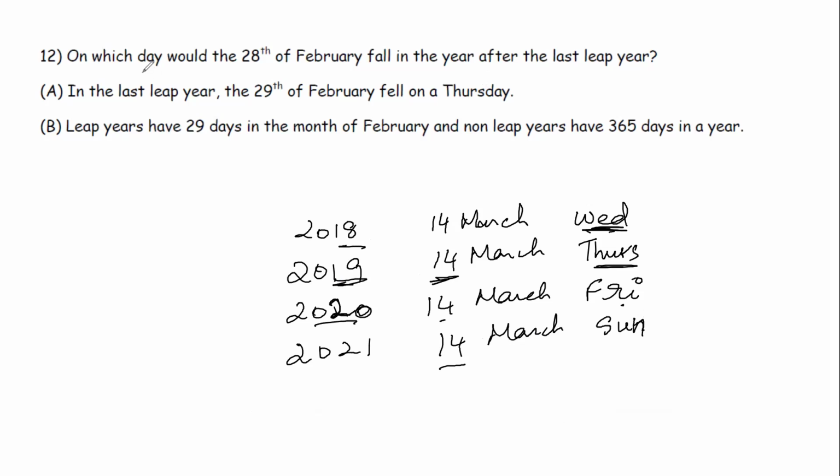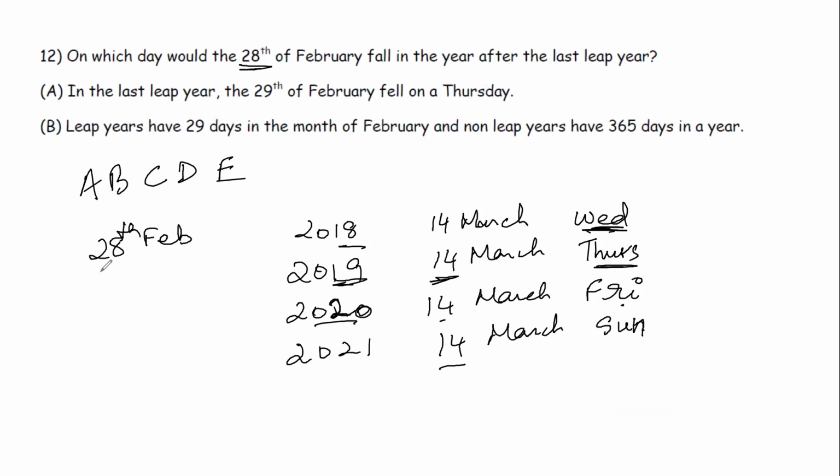Anyway, now on which day would the 28th of Feb fall in the year after the last leap year? So last leap year, the 29th of February fell on a Thursday. So this clearly gives us the answer as to which day would the 28th of Feb fall in the year after the last leap year. Then the year after will be the 28th of Feb because after the leap year, we don't have another leap year, right? So we are trying to figure out 28th of Feb.